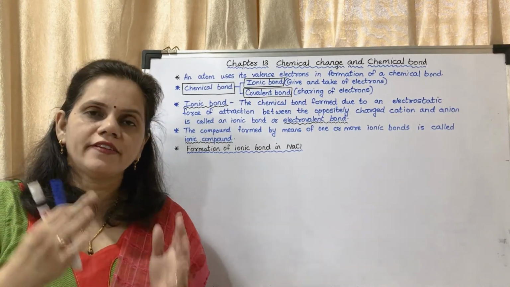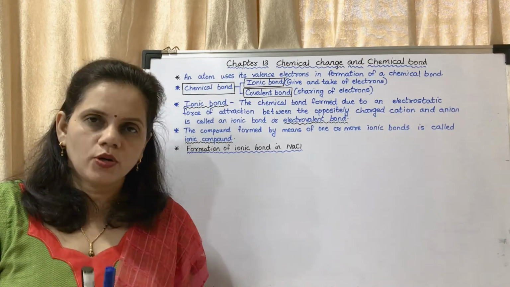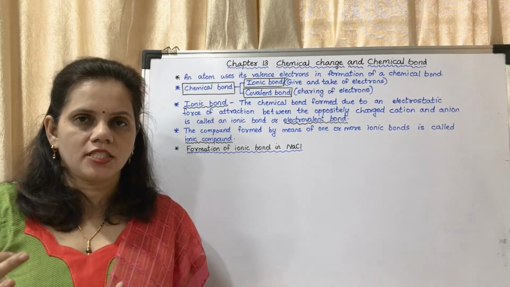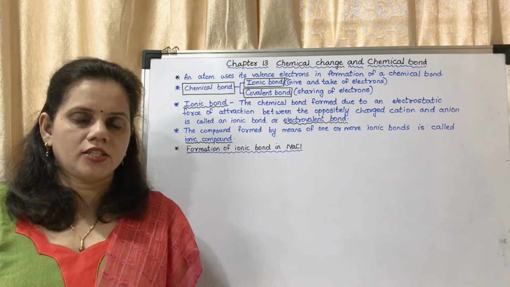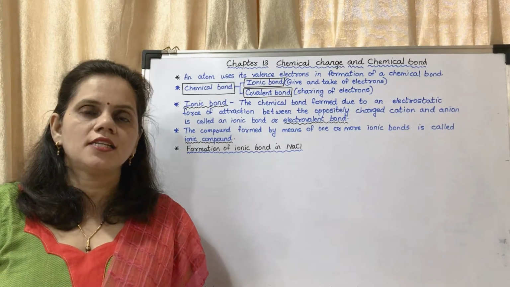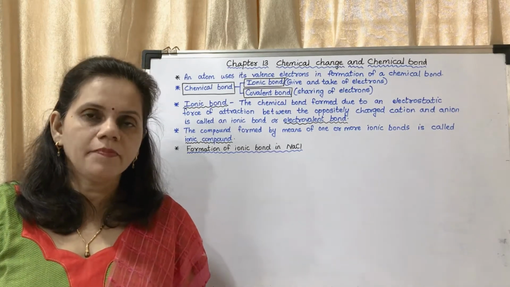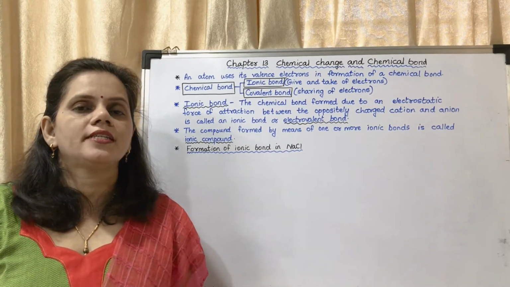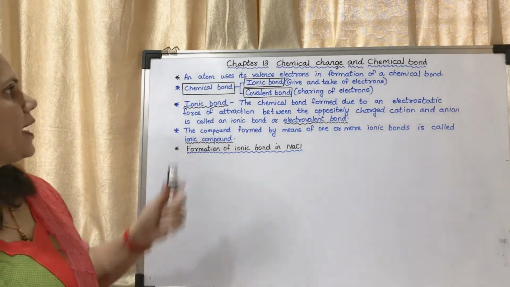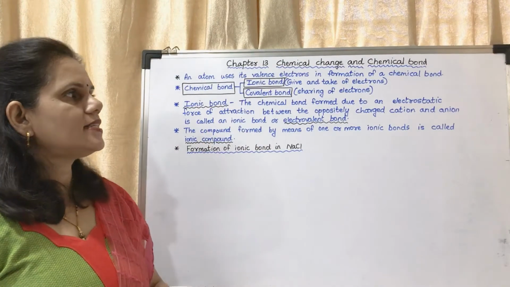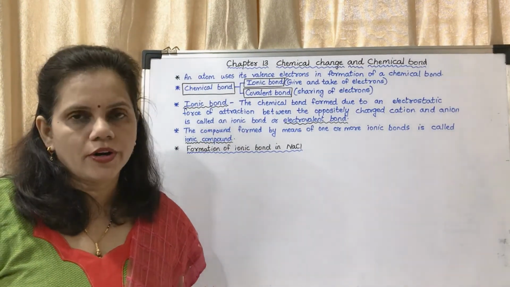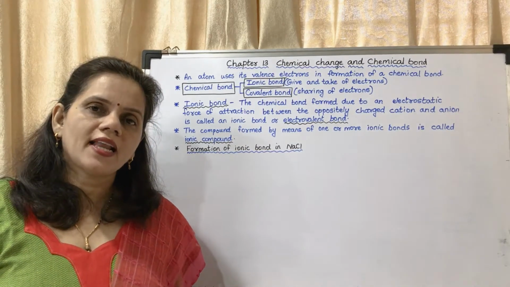So in the case of reactants their bonds are broken and they shuffle, they exchange and then form a product. They combine again to form a product. There are different types of reactions which we will be studying later, but in this lecture we will be studying about chemical bonds. Now you may see that an atom uses its valence electrons in the formation of a chemical bond. So what do you mean by valence electrons?